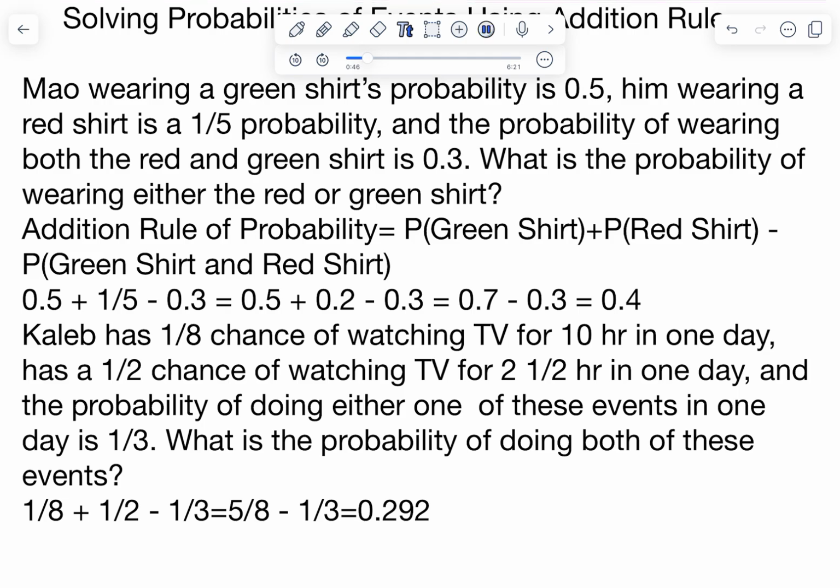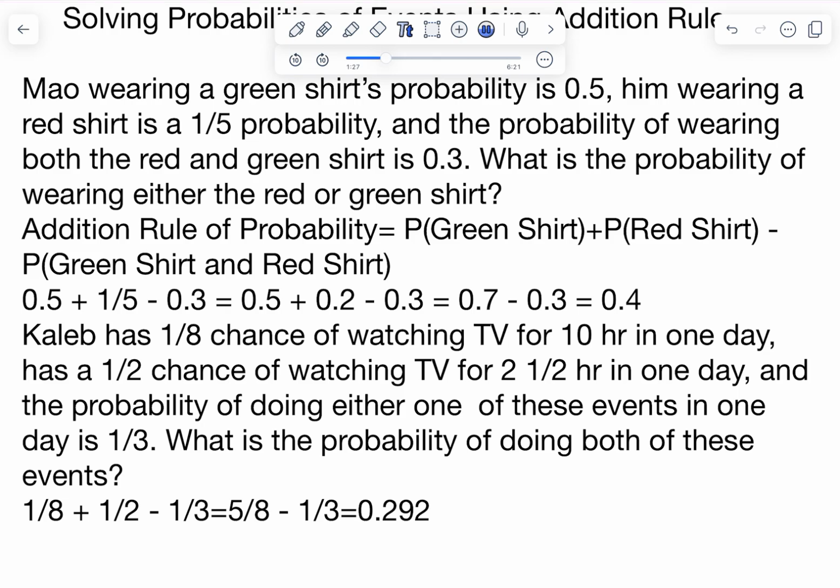So here we have the addition rule of probability. First you have to add the probabilities of two events, and then you have to subtract the probability of both events. Sometimes it could be the probability of one event or the other event. It could be like that also.